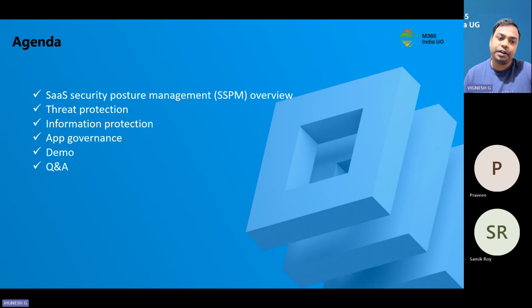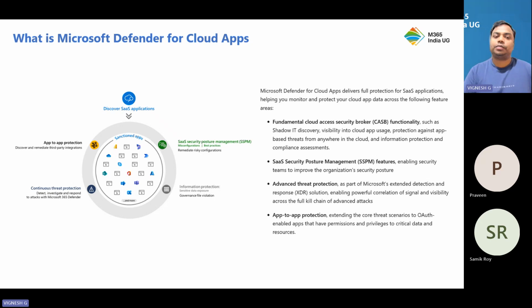In the previous session, we touched base on Microsoft Cloud App Discovery, which basically helps you do a discovery. It gives a complete bird's eye view of all the SaaS solutions that are being used in your environment, right? So we were done with that. Today we want to focus on the other remaining 4 features and capabilities, which are SSPM, threat protection, information protection, and app governance. And then we'll also do a demo on all these 4 capabilities, and then we can take some time for questions and answers.